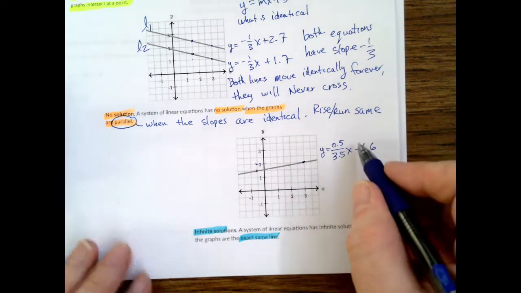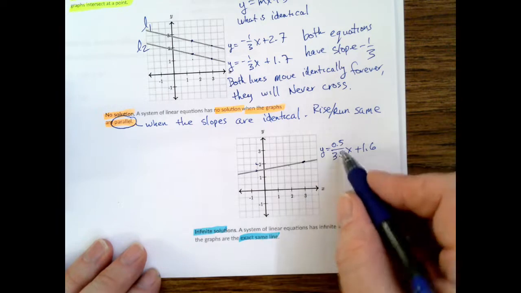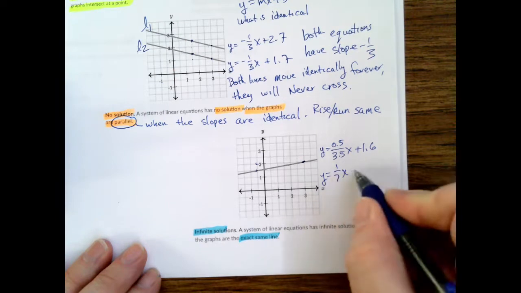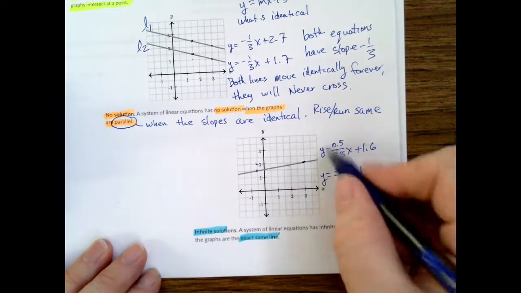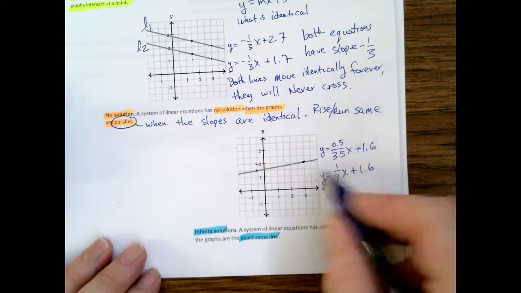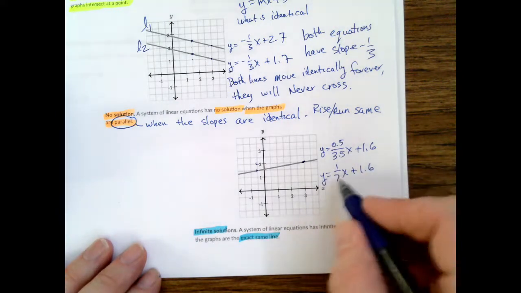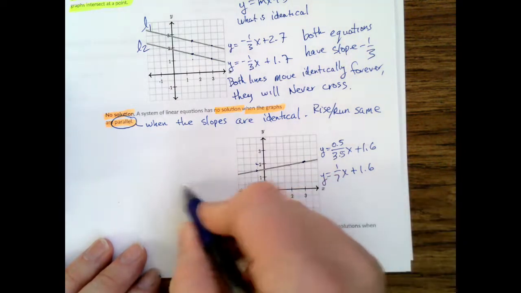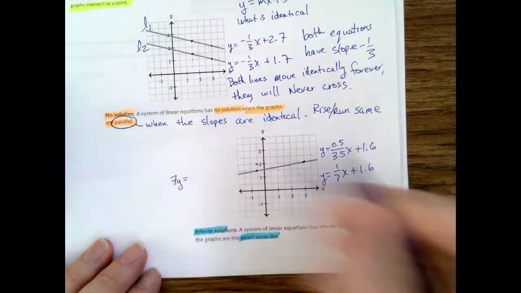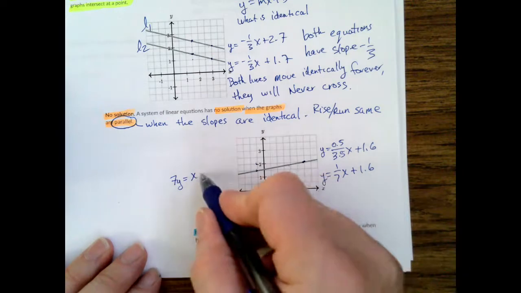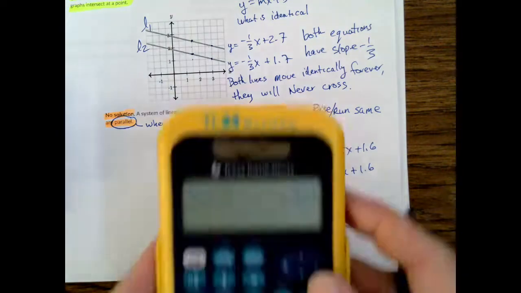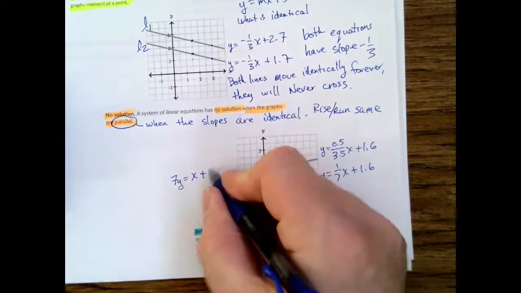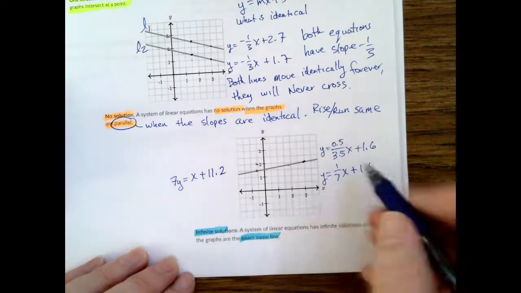So here's one line here. If we double both these numbers, we could say that this is y equals 1/7x plus 1.6. So this is actually exactly the same. Now let's say I multiply everything times 7. So this line could also be 7y equals x plus, and I need to multiply 1.6 times 7, 11.2. These are all the same line.